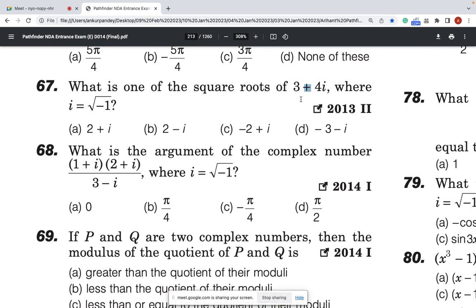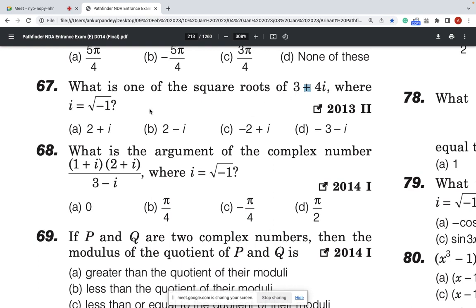Relax. Dear, the first part you have to see in the question is the number whose square root you are going to find. You have to see its imaginary part. The imaginary part will be either positive or negative, right? Like in this case, it's positive. Yes or no?